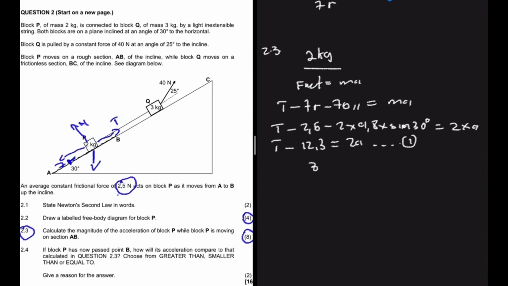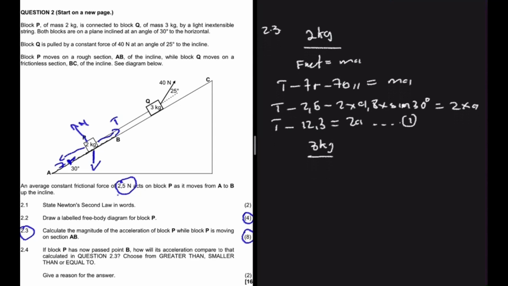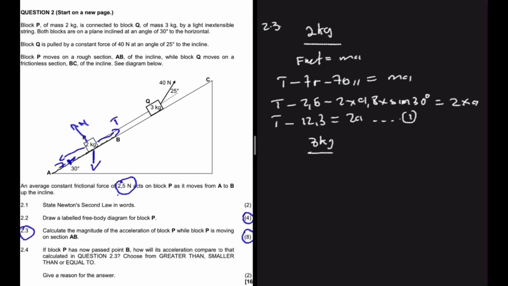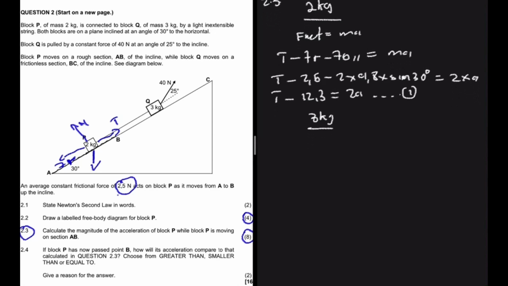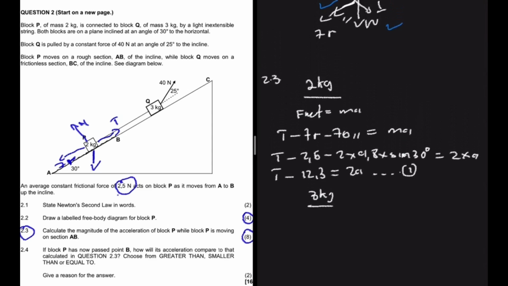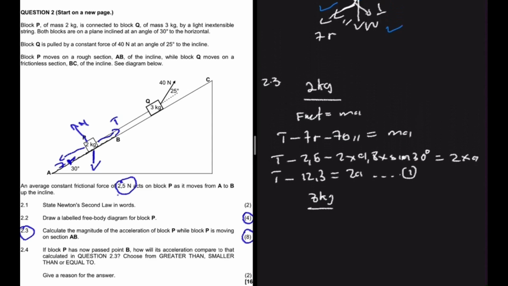So the 3 kg. Again, we must have a free body diagram before we can do anything, right? The question doesn't ask us to find the free body diagram of the 3 kg, but it is just good practice so that we can see what is happening before we answer any question. So the free body diagram for the 3 kg, I'm just going to put it here real quick.